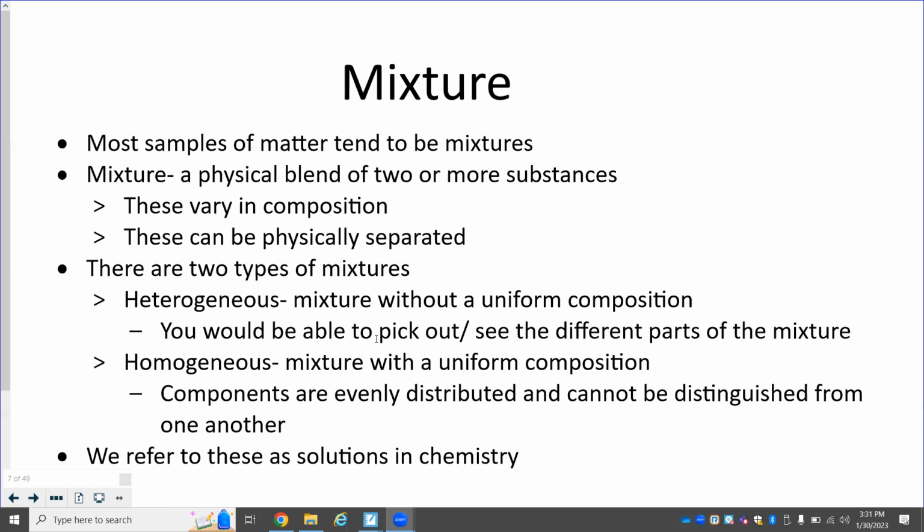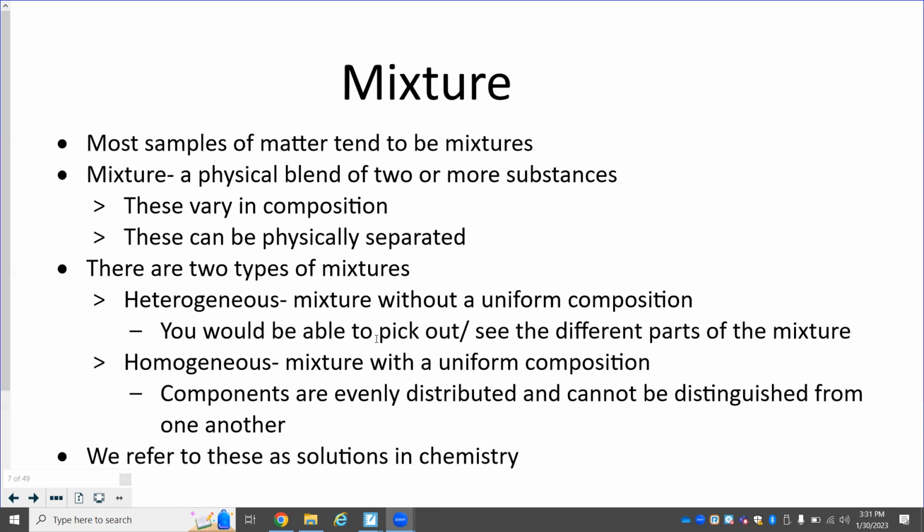Mixtures vary in composition, so they can be different depending on who made that mixture or maybe the brand of that mixture. And these can be physically separated. A lot of times, because they are not bonded together, we can just pull apart the pieces. Mixtures are further split into two different categories. We have heterogeneous mixtures and homogeneous mixtures.